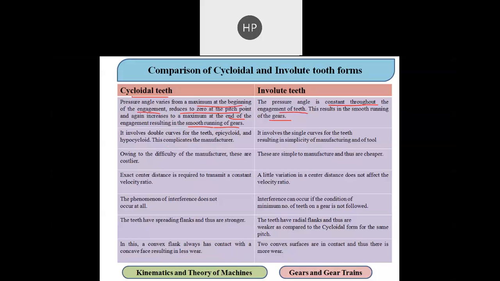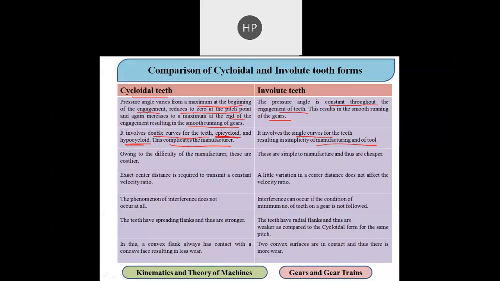Then the second comparison is that in an involute, double curves of the tooth. What are the double curves? Epicycloid and hypocycloid. While in an involute gear, there will be only a single curve, so the manufacturing is easy as compared to cycloidal tooth, where the manufacturing is difficult. Why? Because whenever we manufacture the tooth, we have to take two curves, epicycloid and hypocycloid.